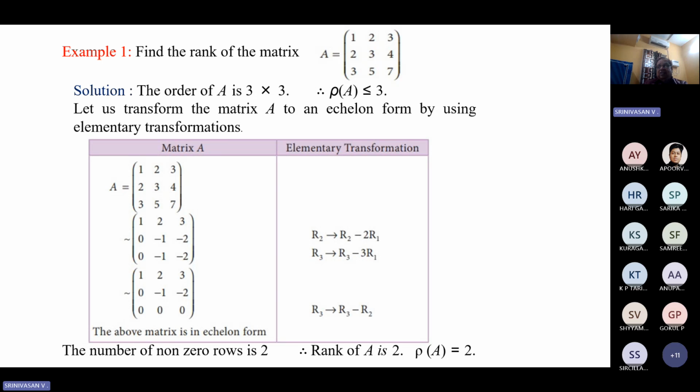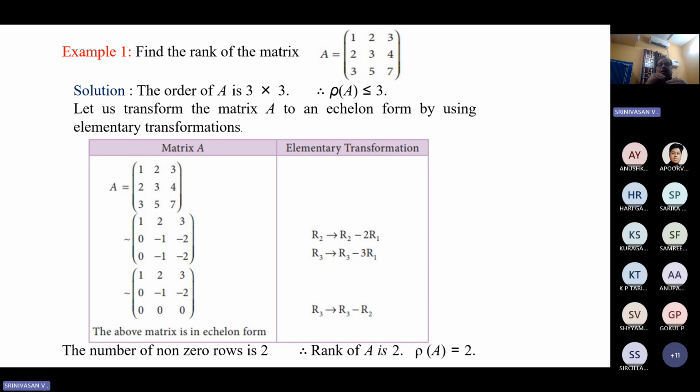Rank of A less than or equal to 3 is not the answer. That is only what we assumed in the beginning, but we need to check exactly. Let us transform the matrix A to an echelon form by using elementary transformations. You know what is meant by elementary transformation.